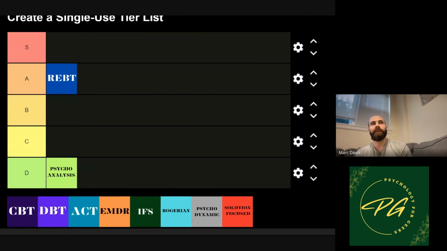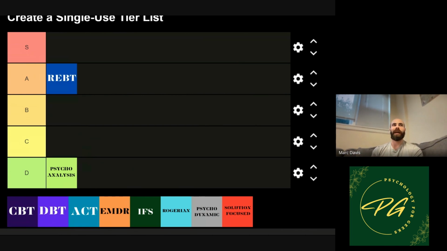Solution focused was made by Steve de Shazer and, I think, Kim. I forget her first name. What I like about solution focused is that it's so much different from almost every other modality, which are problem focused: okay, what's the problem, tell me about it, let's see if we can find a solution to that.